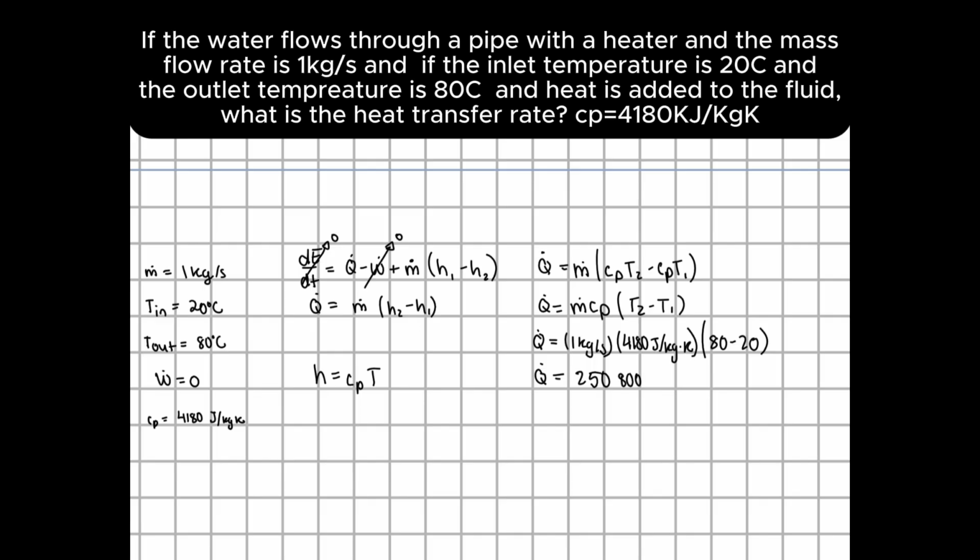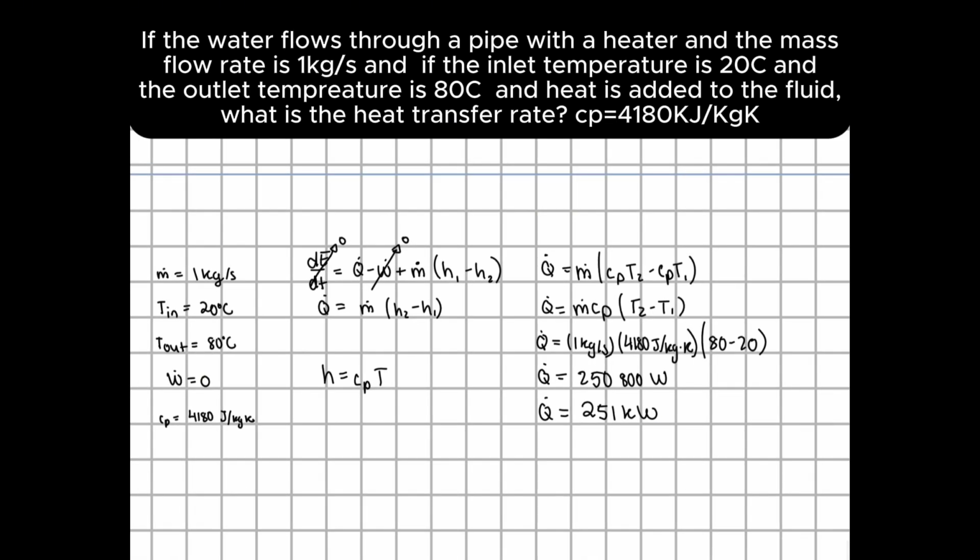When we calculate that, it gives 250,800 watts, which means Q dot is, simplified a little bit, 251 kilowatts. And just like that, using the first law of thermodynamics, we can find the change in heat in a heat exchanger.